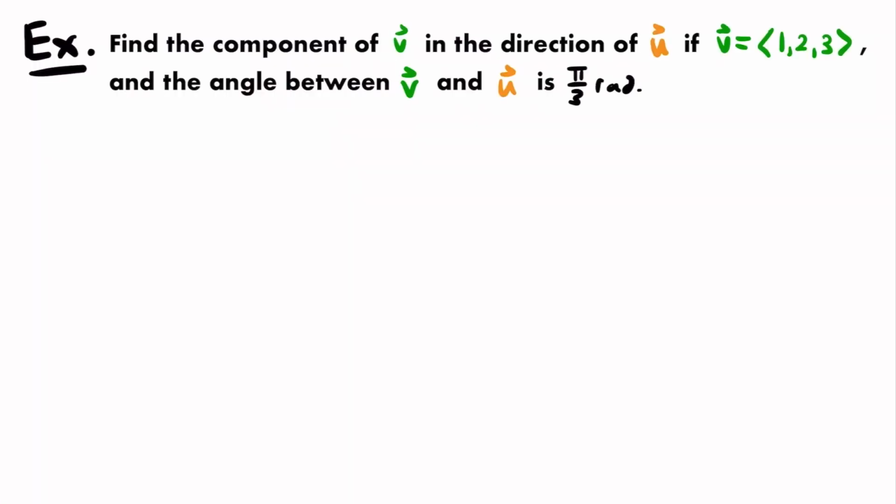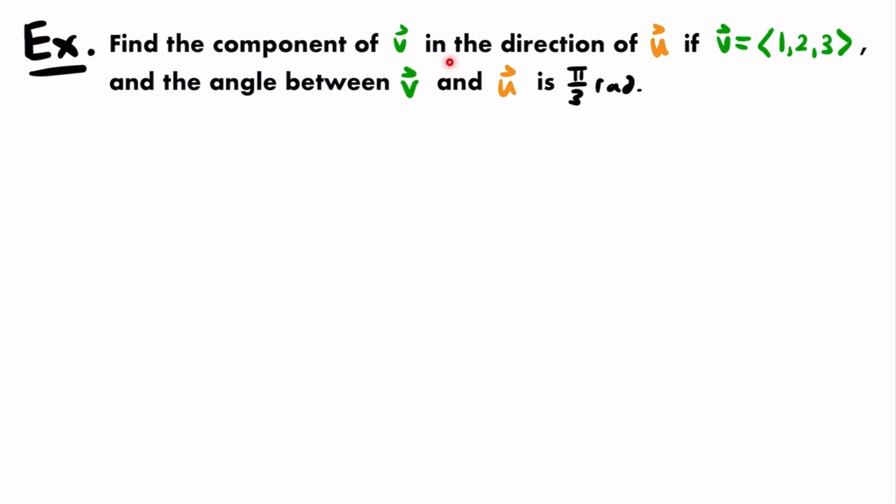Okay, so next up we want to find the component of vector v in the direction of vector u if vector v is equal to the position vector of the point (1, 2, 3), and the angle between vector v and vector u is pi divided by 3 radians.